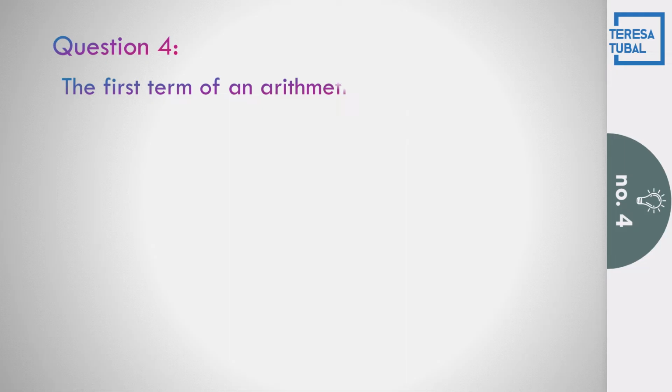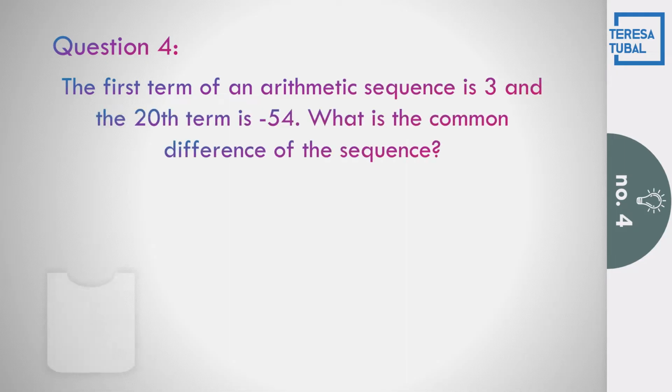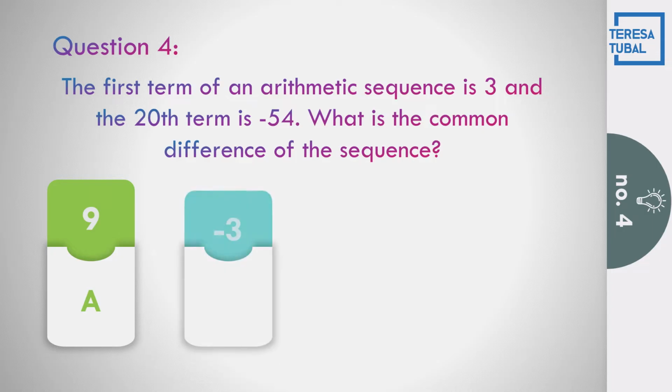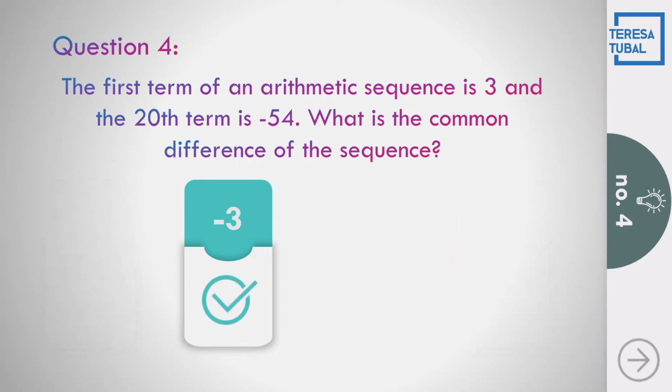Question number 4. The first term of an arithmetic sequence is 3, and the 20th term is -4. What is the common difference of the sequence? Can you solve? What is the answer for question number 4? Correct. The answer is equal to -3.